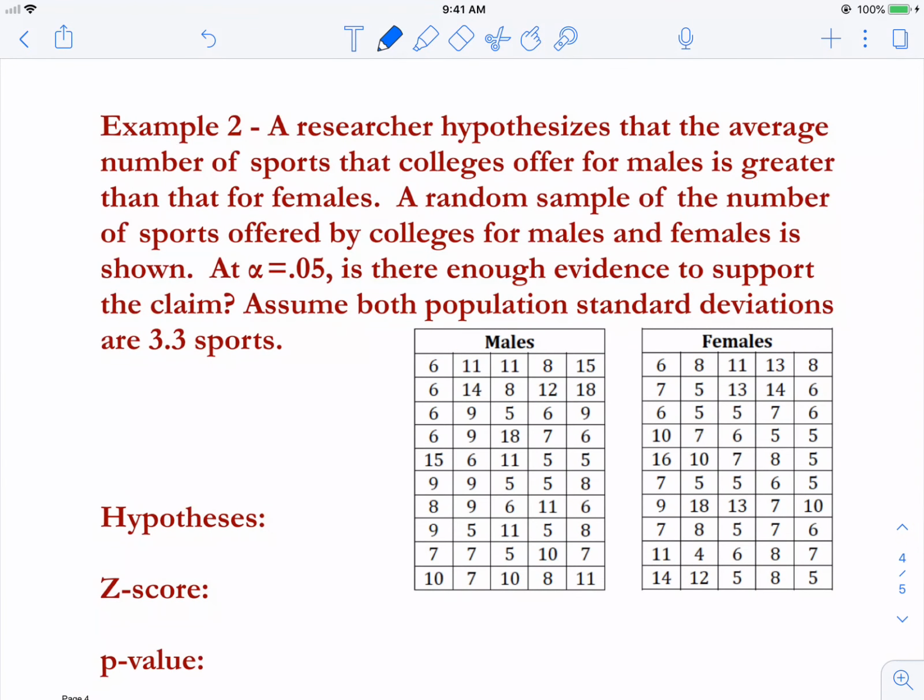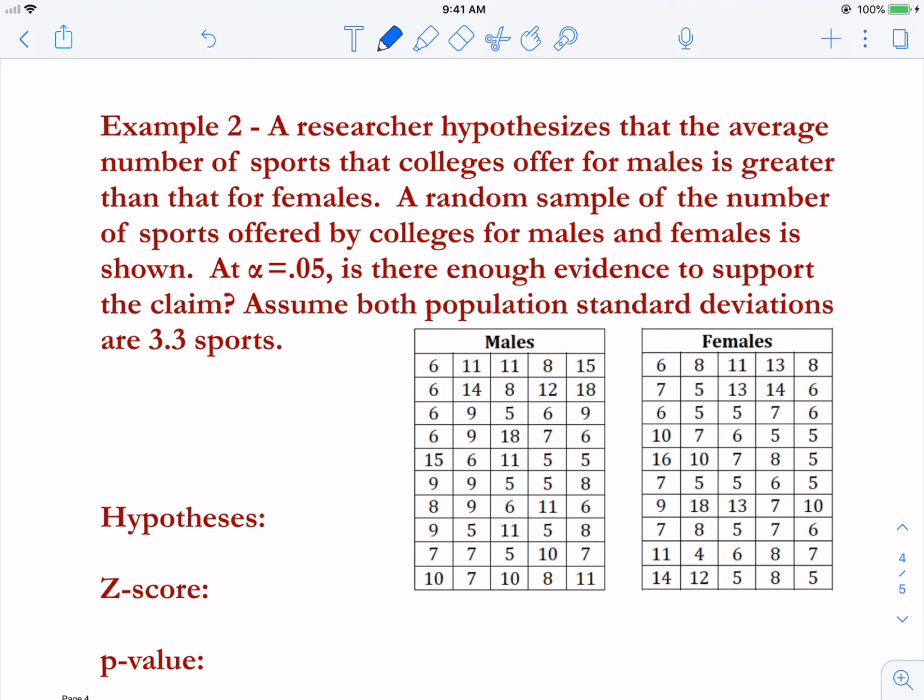Our next example is pulling from some raw data sets. It says a researcher hypothesizes that the average number of sports that colleges offer for males is greater than that for females. A random sample of the number of sports offered by colleges for males and females is shown. The alpha level is 0.05. Is there enough evidence to support this claim? Assume both population standard deviations are 3.3 sports.